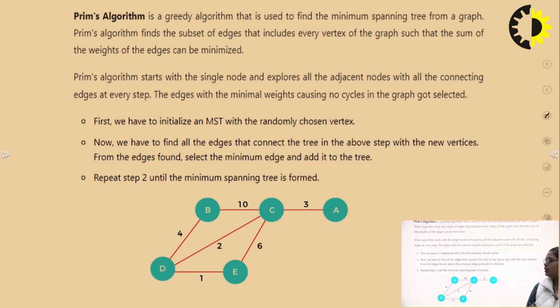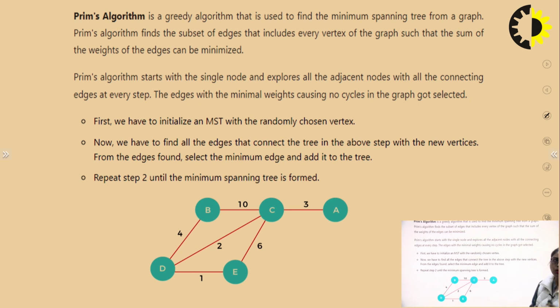In Prim's method, first we have to initialize a minimum spanning tree with a randomly chosen vertex, or any arbitrary node. But in your university exam, you can just follow the symmetry. If the vertices are in the form A, B, C, just take A as the arbitrary node, or if the vertices are 1, 2, 3, just take node number 1 as the arbitrary node. But this is not a rule. This is just a way to start. In the algorithm, we can take any node.